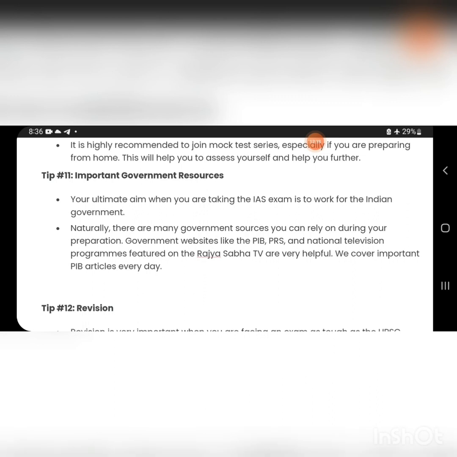Point number 11, important government resources. Your ultimate aim when you are taking the IAS exam is to work for the Indian government. Naturally, there are many government sources you can rely on during your preparation. Government websites like PIB, PRS, and national television programs featured on Rajya Sabha TV are very helpful.